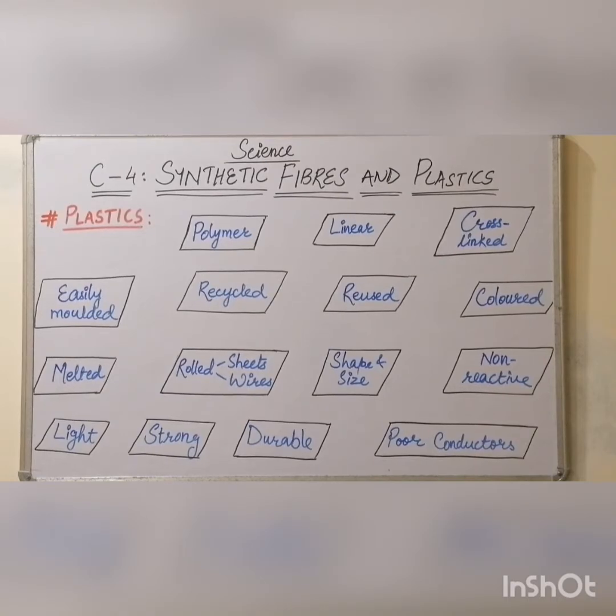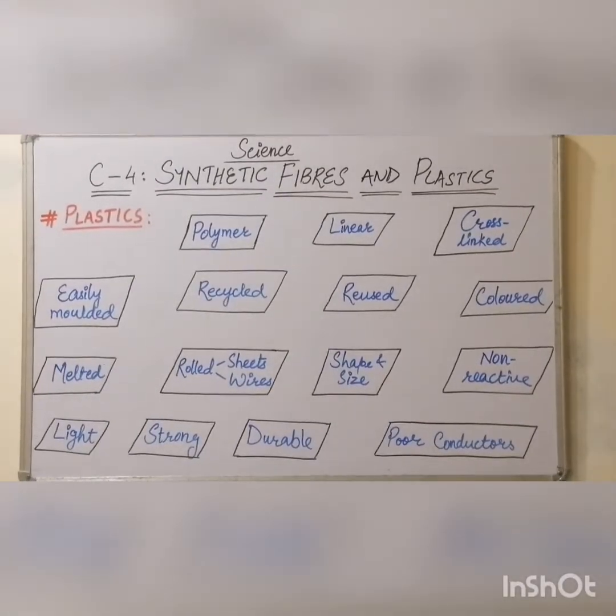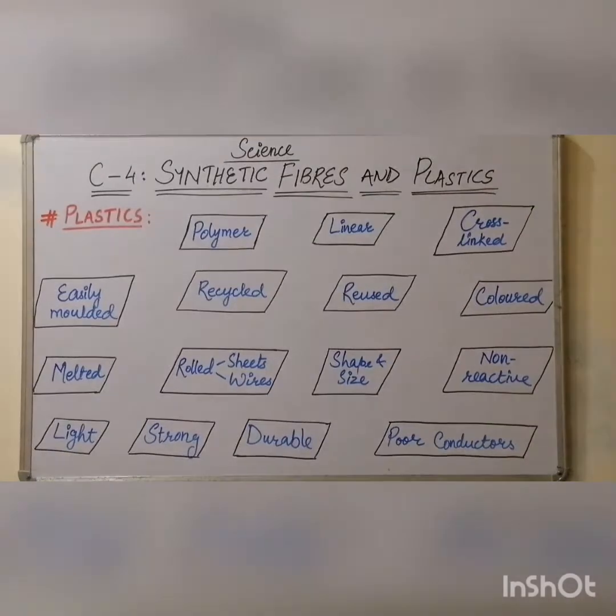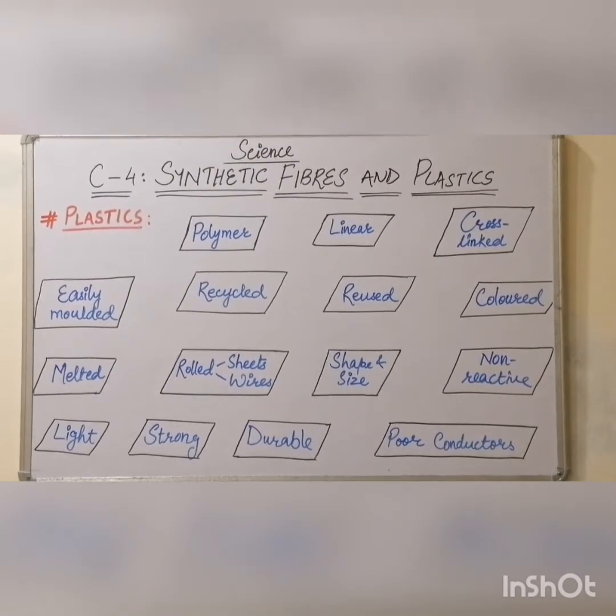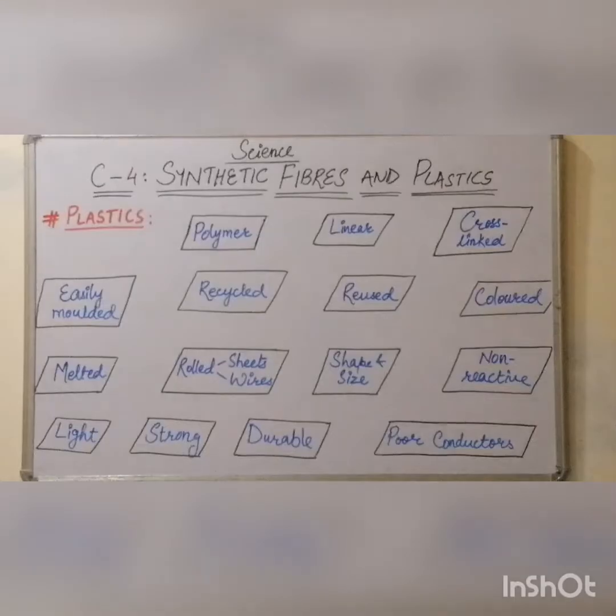If we keep the food articles or we keep the medicines or we keep any other things, they are non-reactive. Then they are light in weight, of course, as compared to the glass articles or metallic objects. Then they are strong. The plastics are strong. If you are sitting on a chair made up of plastic, a small child can also sit on the chair. Even a large or a heavy person can also sit on the same chair. So it is strong. Durable. The plastics, obviously, they are used for longer times.